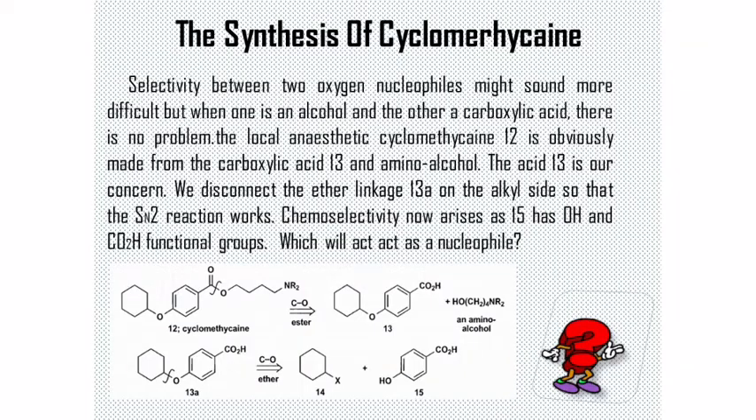The synthesis of cyclohexane. Selectivity between two oxygen nucleophiles might sound more difficult, but when one is an alcohol and the other a carboxylic acid, there is no problem. The local anesthetic cyclohexane 12 is obviously made from the carboxylic acid 13 and amino alcohol. The acid 13 is our concern. We disconnect the ether linkage 13A on the alkyl side so that the SN2 reaction works.